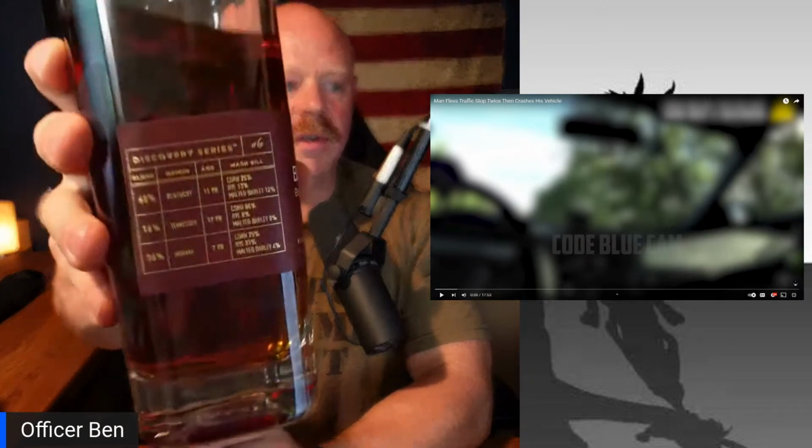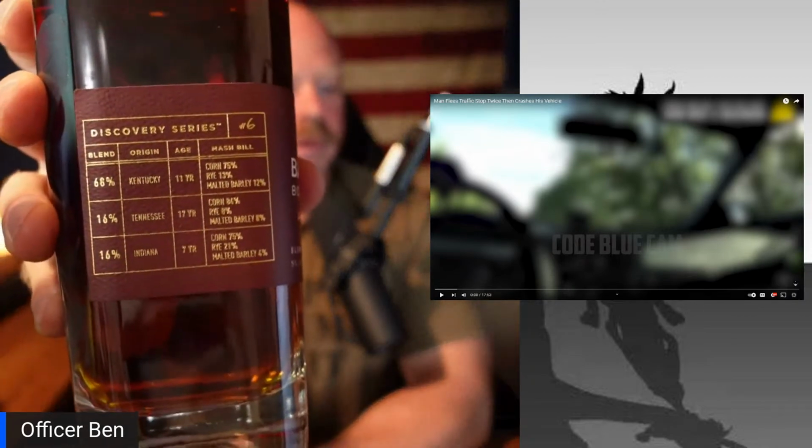And the cool thing they do is on the side of the bottle, they tell you what the mix is. So this is 68% of an 11-year Kentucky bourbon, 16% of a 17-year Tennessee whiskey, and then 16% of an Indiana 7-year. That Indiana 7-year is going to be MGP, which is distilled in the old Seagram's family of distilleries, if you guys didn't know that. But there's the build.